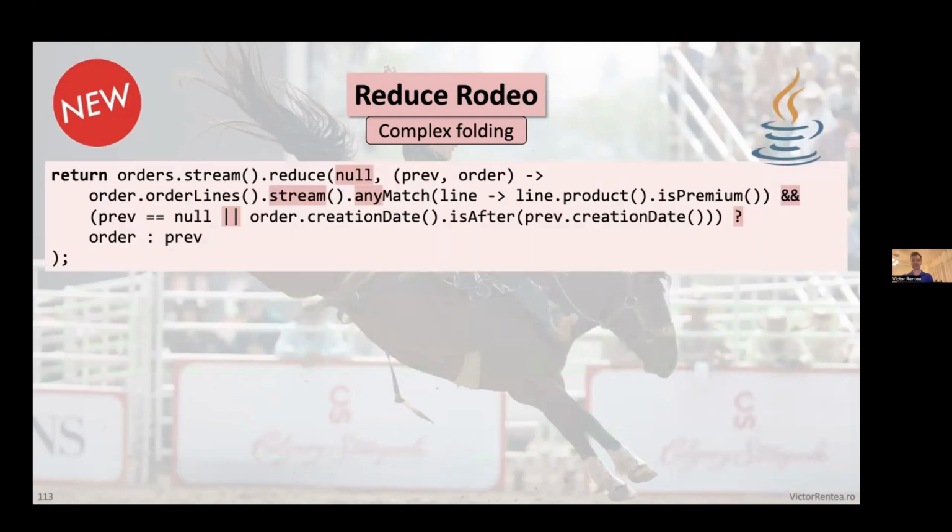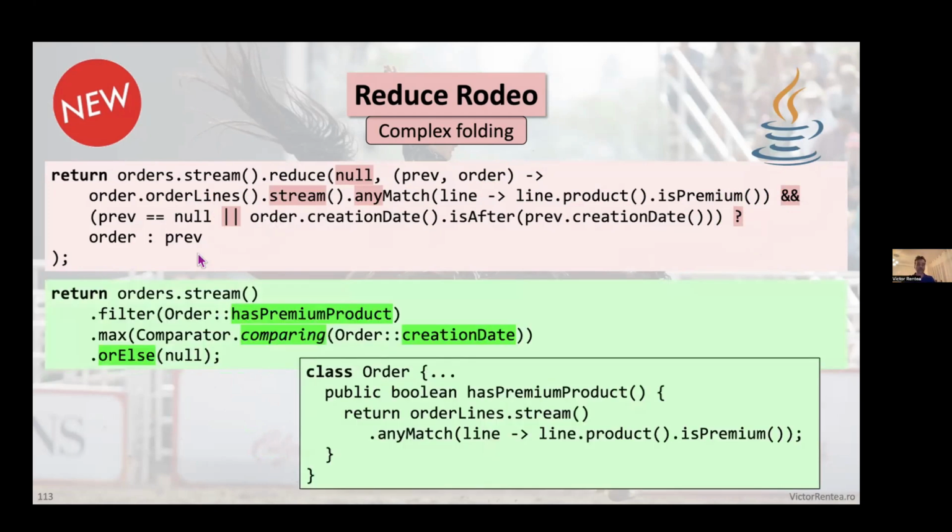You could say, wait, show us Java. This is Java. Reduce null, previous order line stream any match, and what the heck? Or mark. And when you see an and then an or, every one of our brains starts to bleed. And then at the end, ternary operator. What the hell is wrong with you? Don't do that. Prepare the collection.